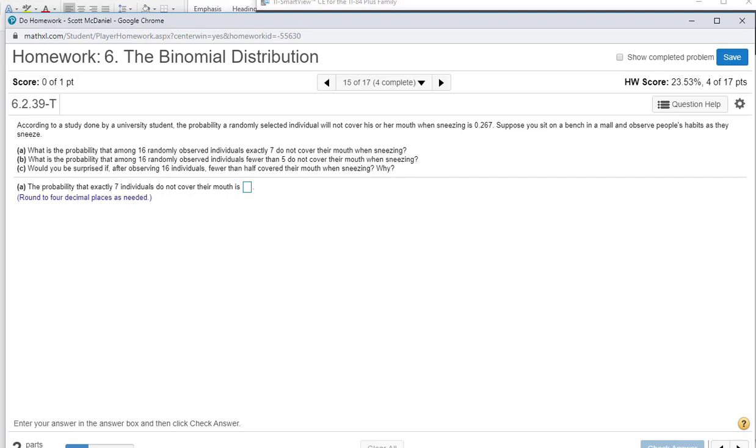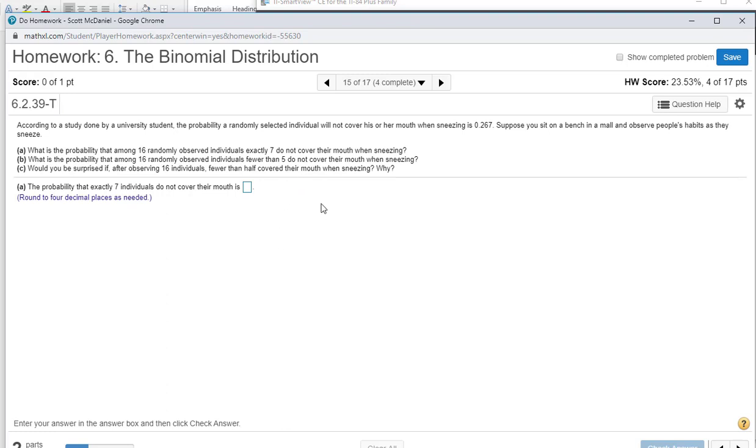According to a study done by a university student, the probability a randomly selected individual will not cover his or her mouth when sneezing is 0.267. Suppose you sit on a bench in a mall and observe people's habits as they sneeze. What is the probability that among 16 randomly observed individuals, exactly 7 do not cover their mouth when sneezing?